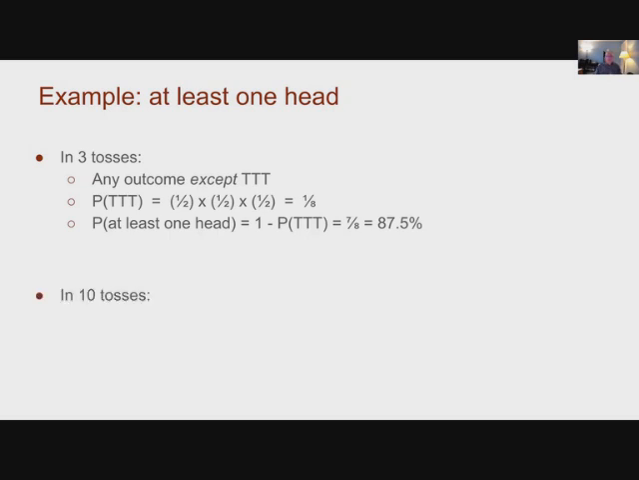For 10 tosses it's the same thing, except instead of doing 1/2 times 1/2 3 times, we're going to do that 10 times. I've just shown that here in Python notation. This is the equivalent of taking 1/2 and raising it to the power of 10, the same as 0.5 times 0.5 times 0.5, 10 times. If we do that math, we find out 99.9% of the time, it is extremely likely that you would get at least one head. Any questions about that?